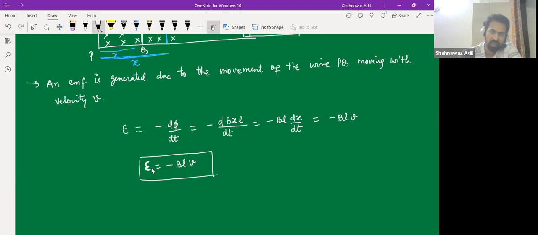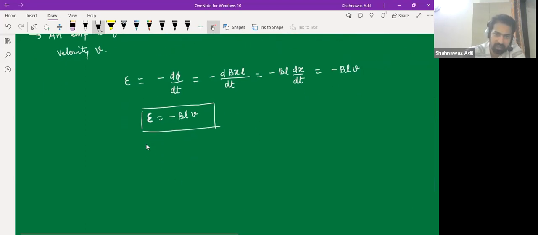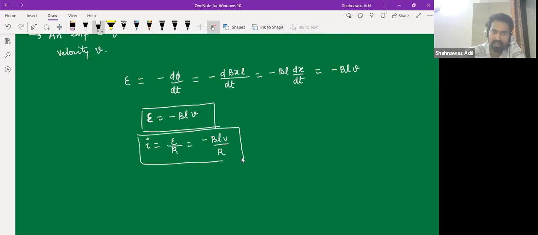Okay. And if I calculate the current, the current would be E by R, which is minus BLV by R. So this is the induced current. And now to calculate the direction, or the polarity of this induced EMF, what would the polarity be?